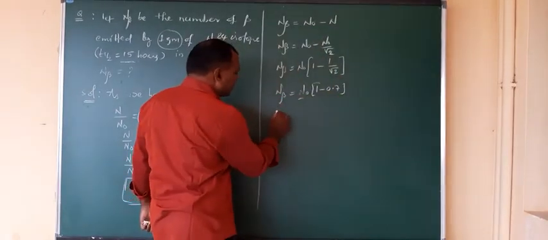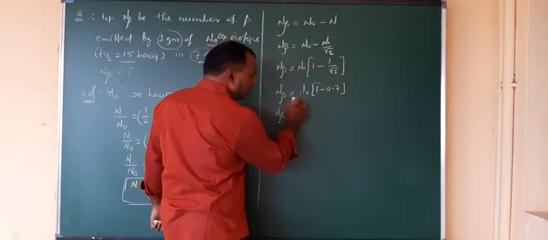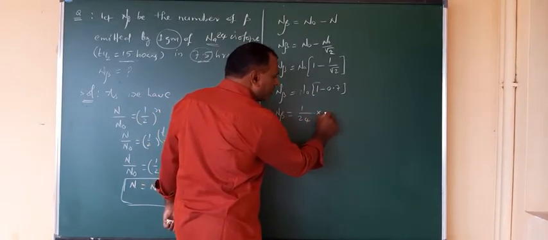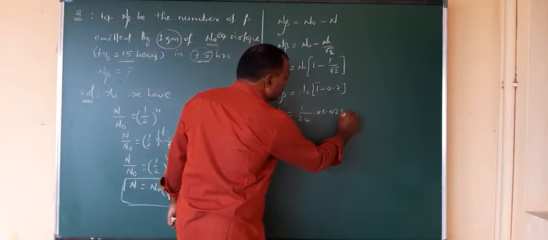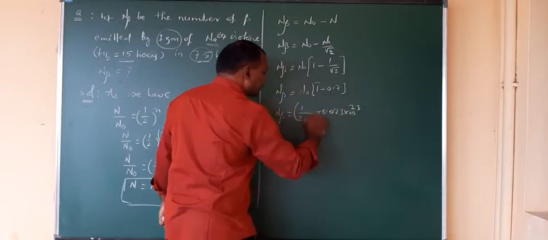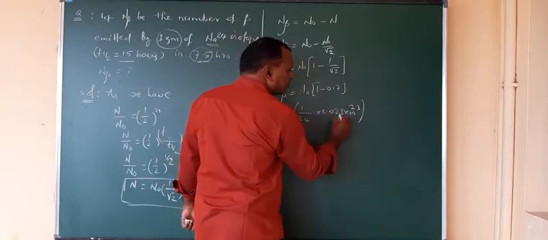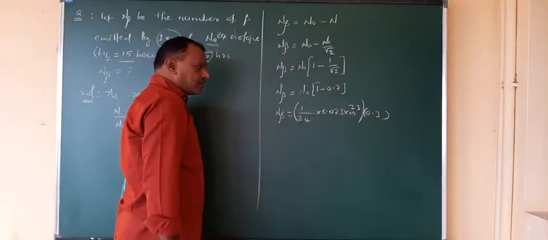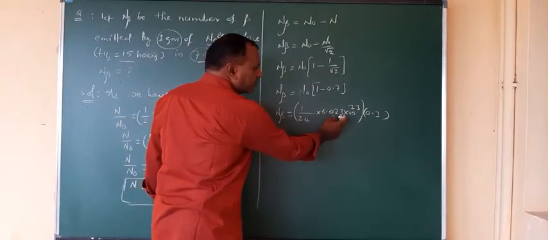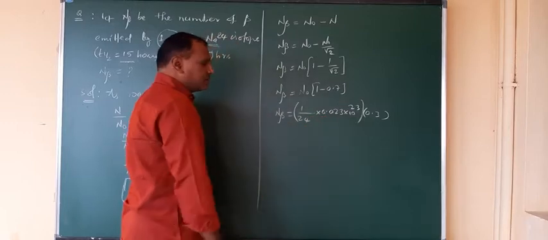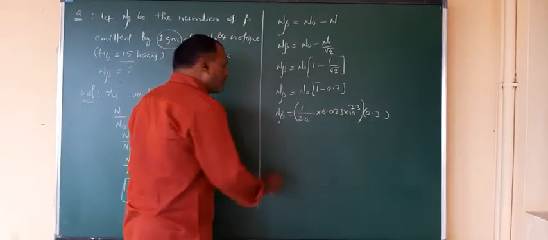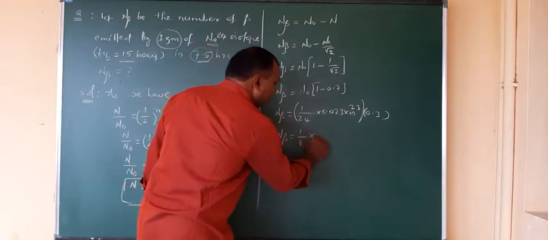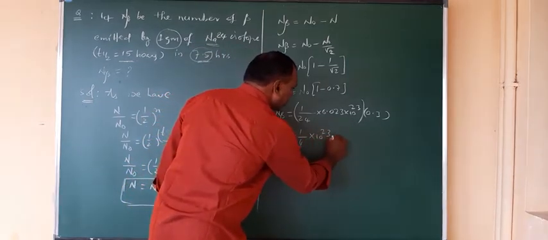The number of beta particles emitted is equal to N naught, and N naught is nothing but 1 gram, 1 upon its mass number, into Avogadro number, that is 6.023 into 10 power 23. And 1 minus 0.7 is 0.3. Making the calculation, 6.023 is approximately 6, 6 upon 24 is 1 by 4, so the number of beta particles is equal to 1 by 4 into 10 power 23 into 0.3.